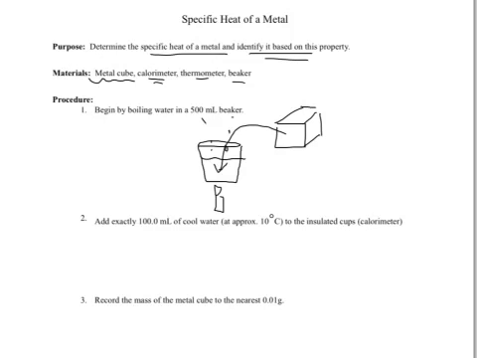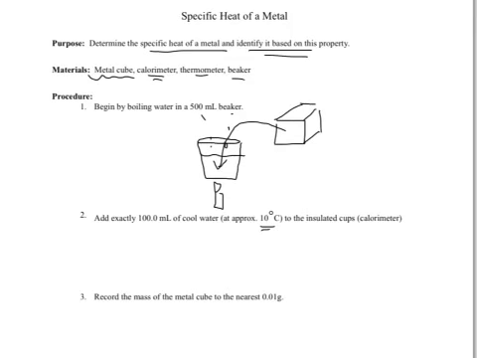Okay. Then we are going to take 100 milliliters of cold water at about 10 degrees Celsius. It won't be exactly 10 degrees Celsius, and put it into the styrofoam cups. That is our calorimeter.